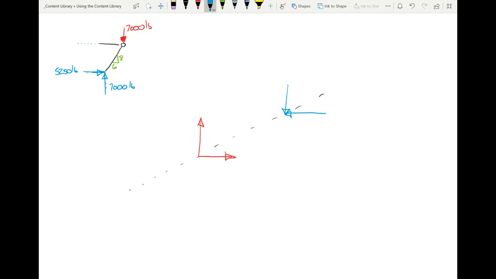Now, if that's the case, somebody look at the joint and tell me, what is that magnitude going to be? I got 7,000 going up. I got 7,000 going down. If I have 5,250 going to the right, what's that value?